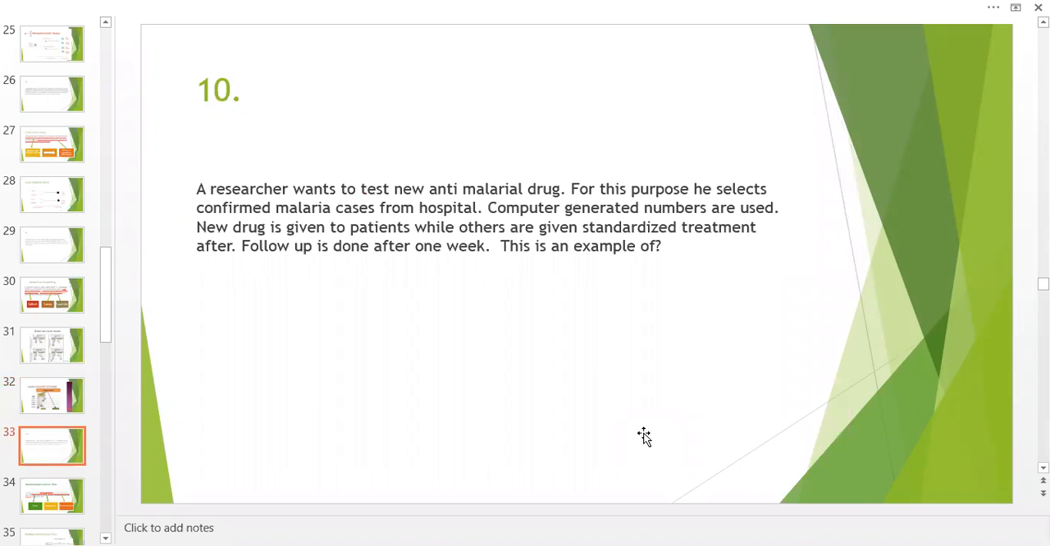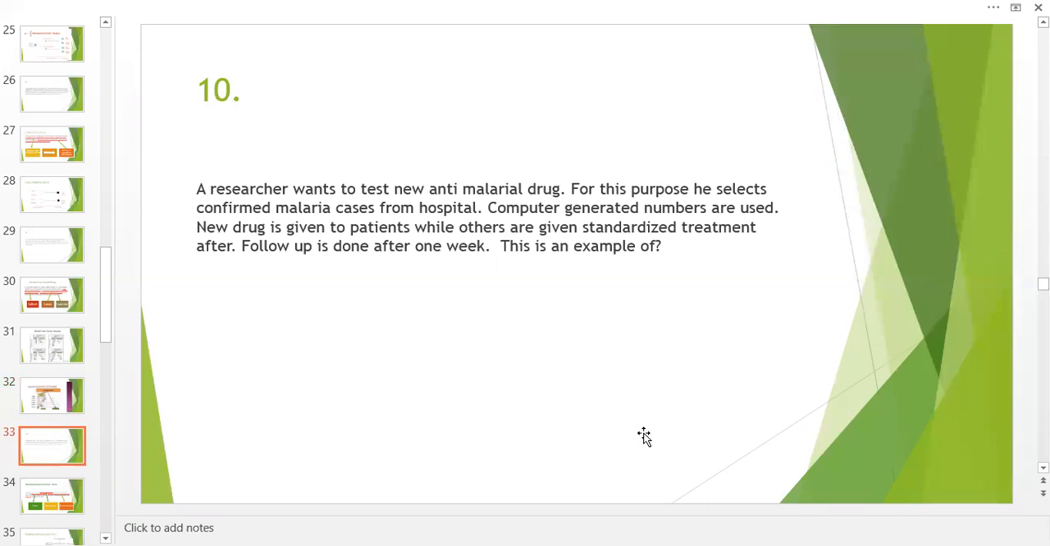Scenario number 10, a researcher wants to test a new anti-malarial drug. For this purpose, he selects confirmed malaria cases from hospital. Computer-generated numbers were used to randomize them. New drug is given to half of the patients, while the other half received standardized treatment, and follow-up is done after 1 week.